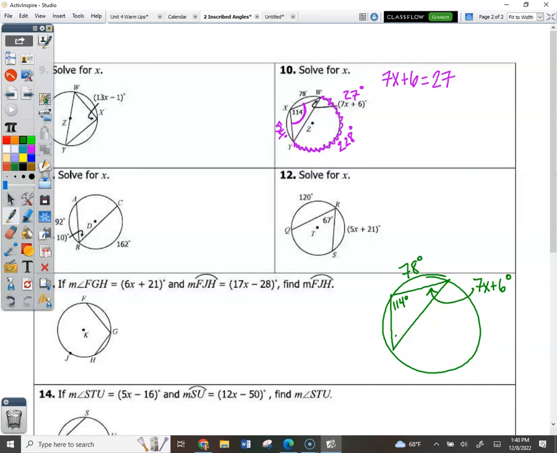So coming in, half of 78 would be, what is that, 39? Is that right? So then I could say, okay, 114 plus 39 plus 7x plus 6 has to equal 180 because it's a triangle. Totally different approach. It works.